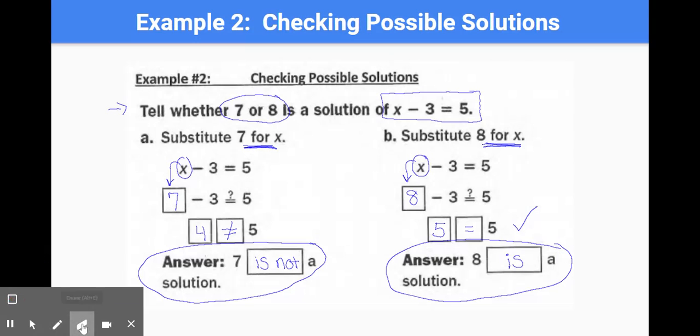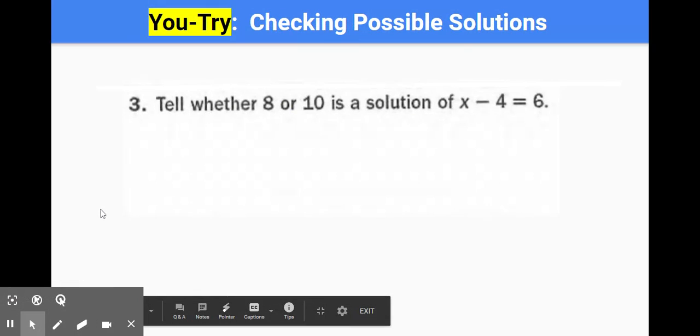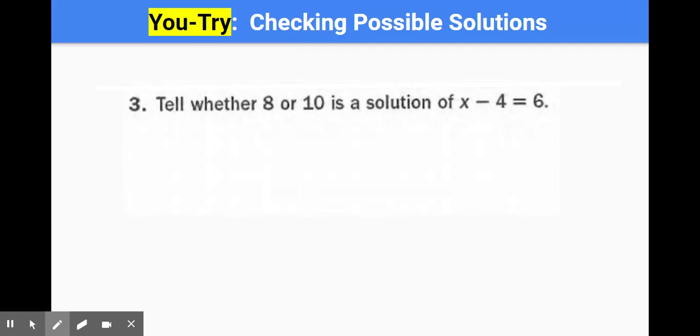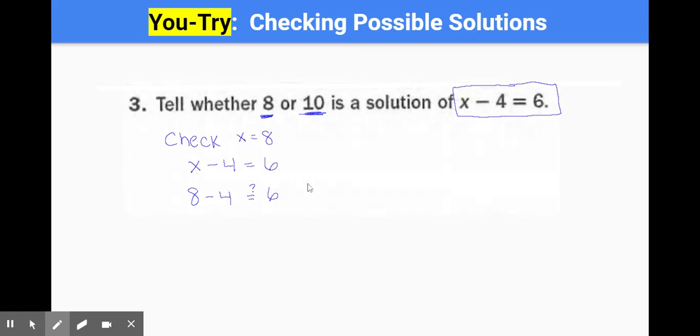All right, one more you try problem for you to try. Problem number 3. So they want us to tell whether 8 or 10 is a solution of the equation x minus 4 is equal to 6. So we have 2 potential solutions. We need to check each one. So first we're going to check to see if x is equal to 8. So using the equation x minus 4 equals 6, I'm going to take out the x and replace it with 8. 8 minus 4, is that equal to 6?